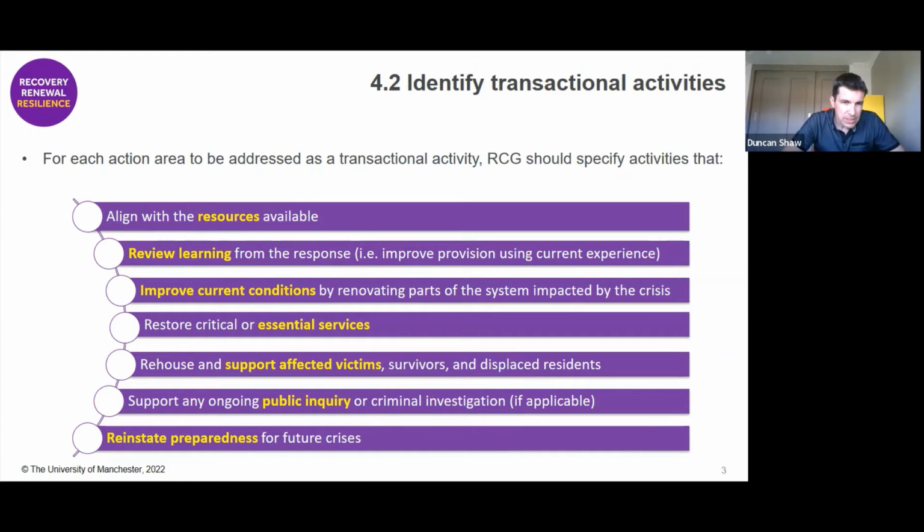It can obviously seek to improve current conditions, seek to develop and restore essential services, support people who have been affected. It might be that you're starting to think about criminal investigation and any public inquiry, and so these transactional activities can start to support that process. Or it might be about reinstating preparedness for the future and for the next emergency that will emerge. And very much what David talked to us about in one of the previous modules was that need to reinstate preparedness through recovery and through recovery plans.